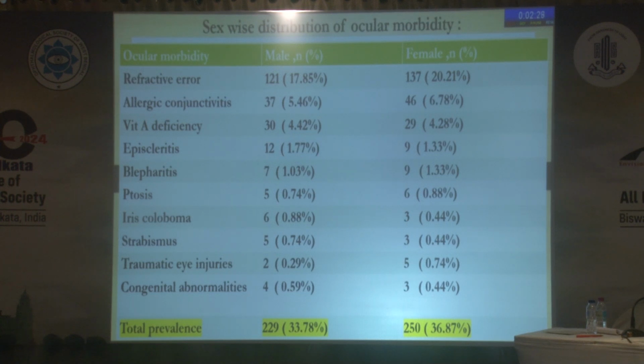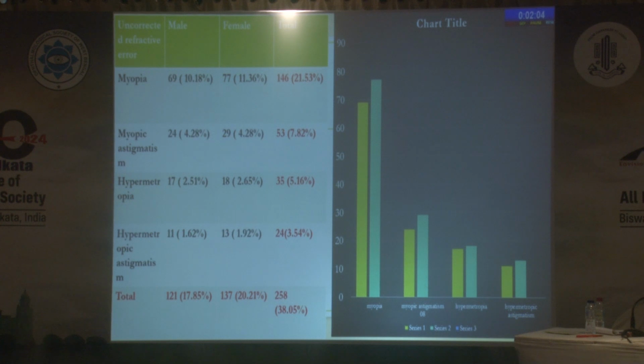Sex-wise distribution of ocular morbidity: 33.78% was male and 36.87% was female. In male candidates, approximately 18% had refractive error, 5% allergic conjunctivitis, and approximately 4% vitamin A deficiency. In female candidates, approximately 20% had refractive error, approximately 7% allergic conjunctivitis, and 4% vitamin A deficiency. In 258 with refractive error, 21.53% were myopic, 7.82% myopic astigmatism, 5% hypermetropic, and approximately 4% hypermetropic astigmatism.